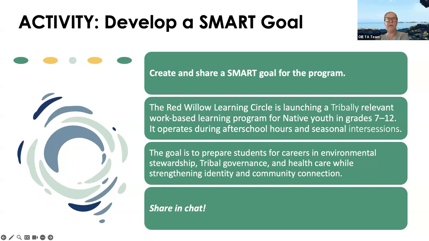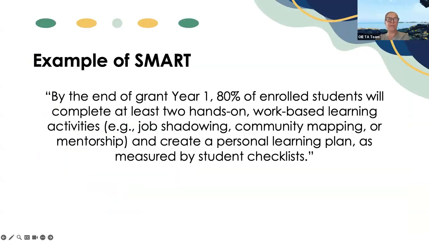Okay. Well, as you are thinking about your SMART goal, I'll share the SMART goal that we came up with. I'm not going to read it because you can read it, but what I am going to do is call out the SMART as best as I can. So right off the bat, we see that we start with the T, we have a timeline, and then we get into the M, which is really the 80%. So we're measuring, and that's our measure of enrolled students who will complete at least 2 hands-on work-based learning activities.